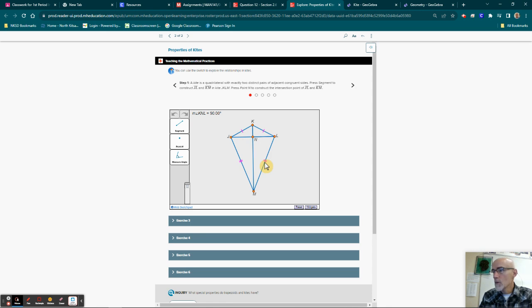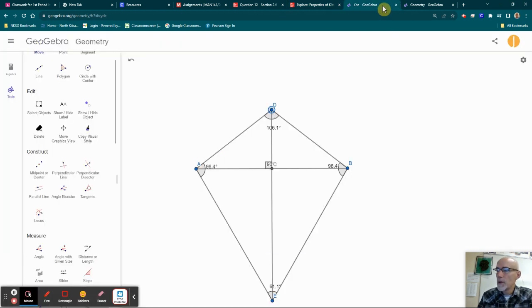So since this widget didn't work so well, I made a sketch on GeoGebra, and I want you to notice that we have a 90-degree angle, right? That's really critical for this problem. And that these two angles here are between the non-equal sides. So this side does not equal this one down here.